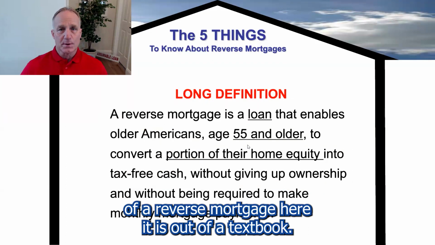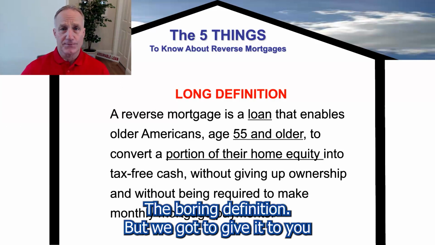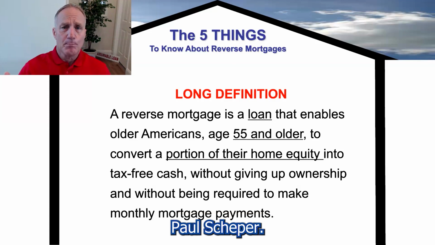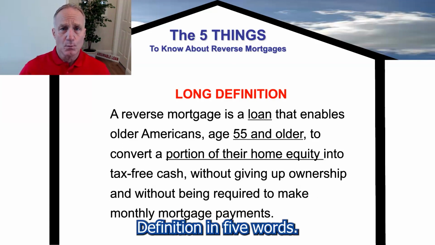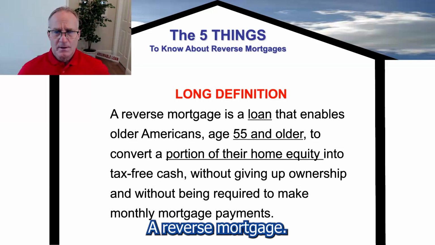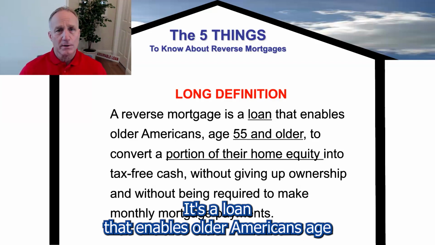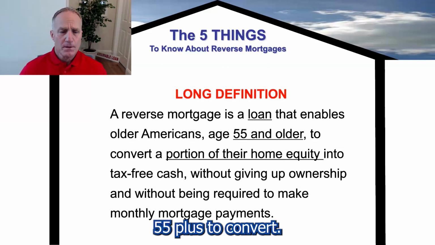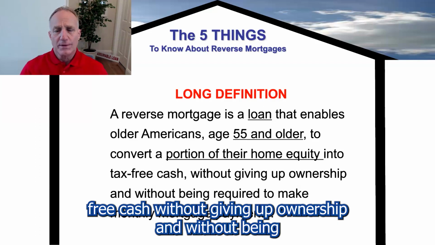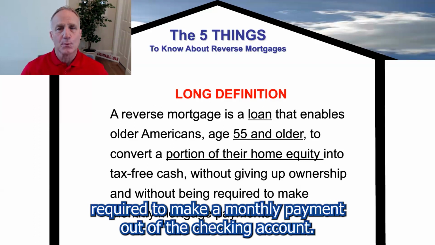The definition of a reverse mortgage, here it is out of a textbook. The boring definition, but we got to give it to you because I have a better definition on the next slide. Paul Shepper definition in 5 words. But let's look at the long version. A reverse mortgage is a loan that enables older Americans age 55 plus to convert a portion of their home equity into spendable tax-free cash without giving up ownership and without being required to make a monthly payment out of the checking account.